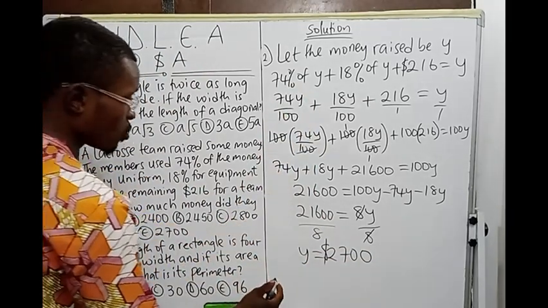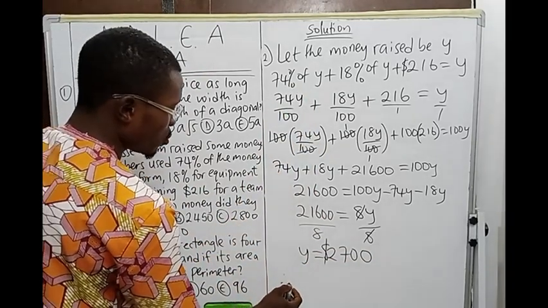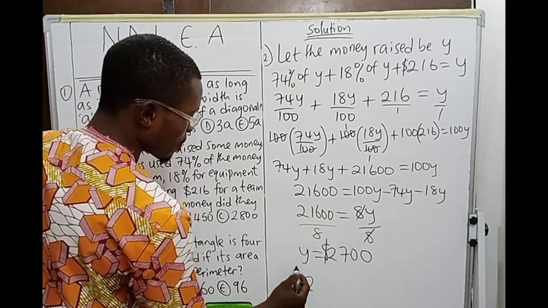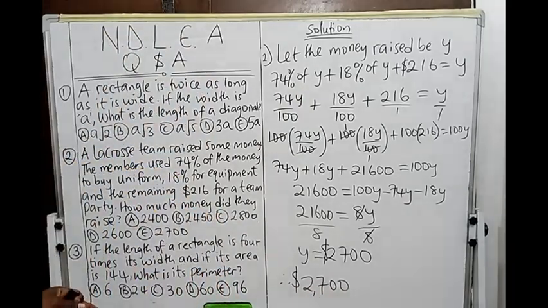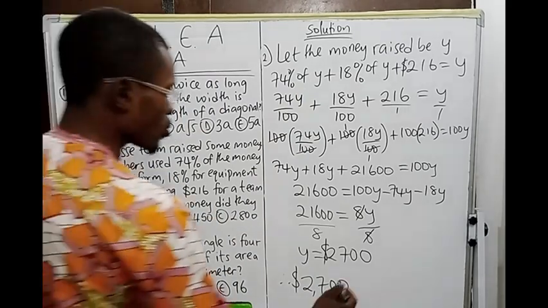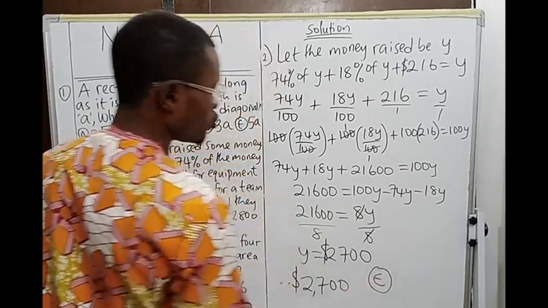$2,700. And that is, we say what? Therefore, the money raised is $2,700. And that is given by option what? Option E. Option E gives the correct answer to number 2.